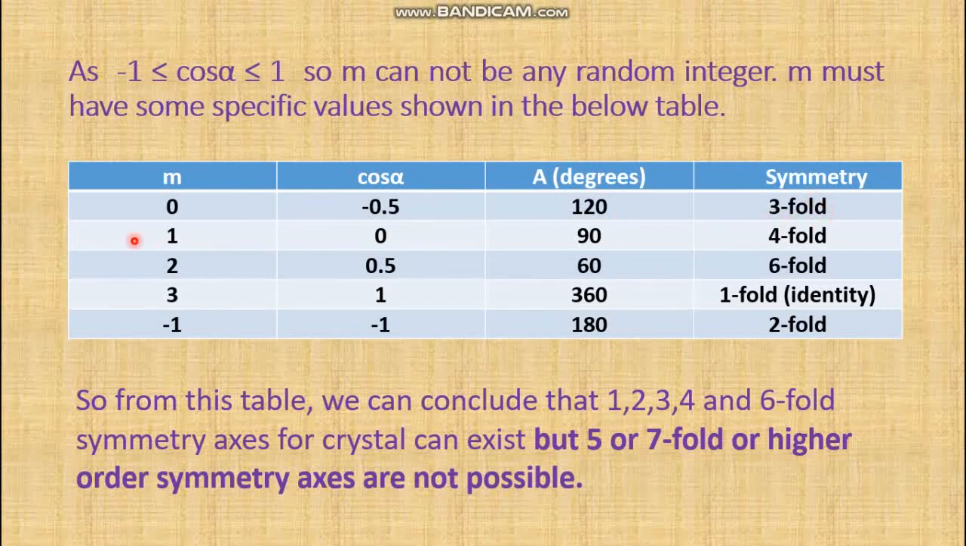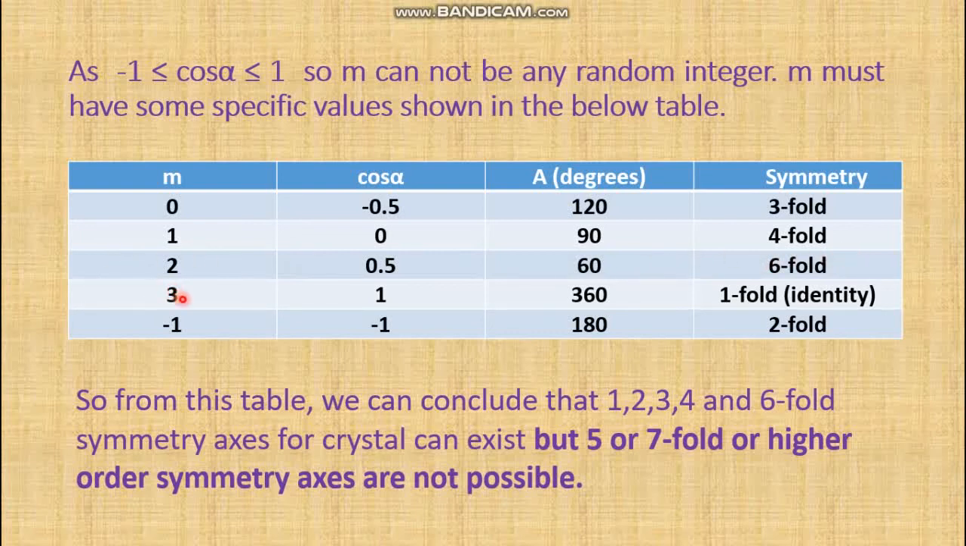Now for M equal to 1, you will get cos alpha equal to 0. So cos alpha 0 means alpha equal to 90 degree. 90 degree means it is fourfold. Putting the value of M equal to 2, in equation 1 we will find that cos alpha is plus half, that is 0.5. So plus half means 60 degree, isn't it? And 60 degree means 360 by 60, that means 6-fold axis of symmetry.